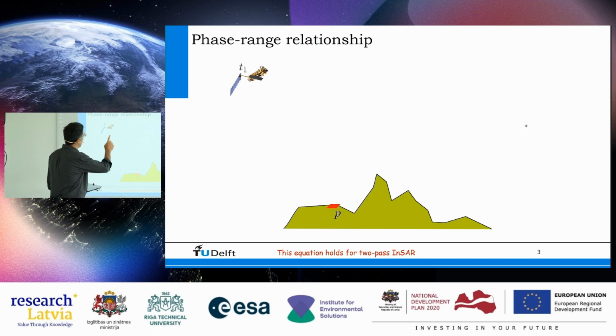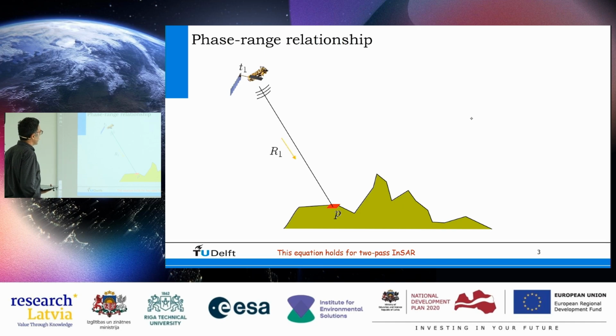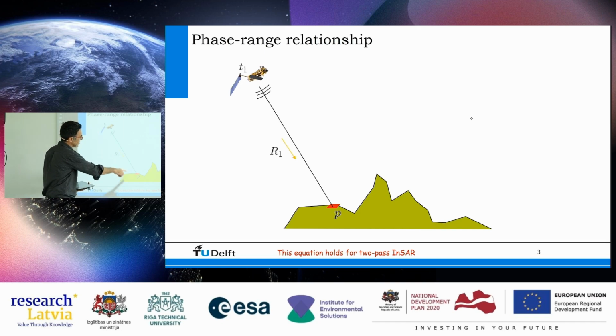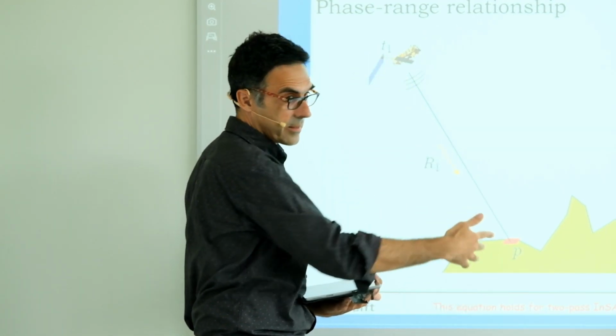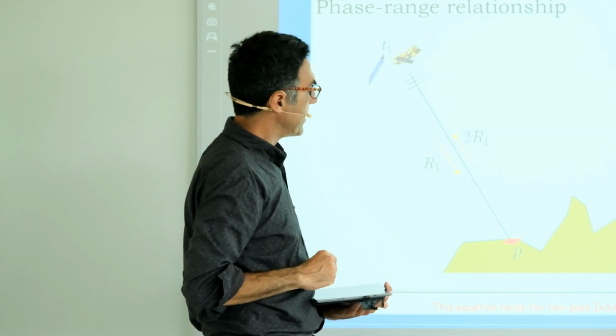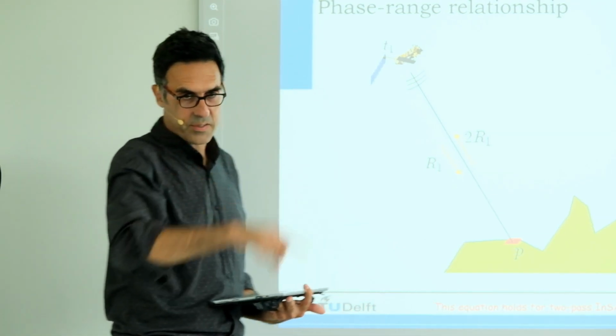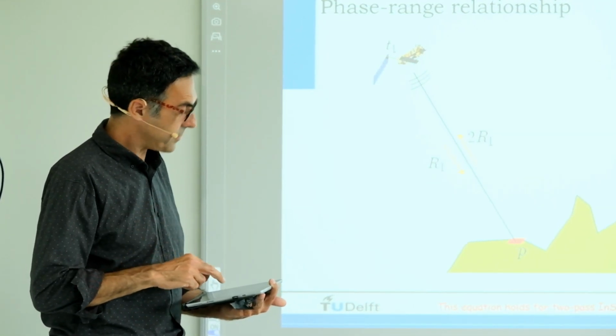So we have a satellite in the sky and a pixel on the ground, P, and we want to know, first of all, the height, the elevation of this pixel above some kind of reference height. Let's call it the ellipsoid. The distance between the satellite antenna and the pixel, I call that R, or R1. And that distance has to be traveled twice, right? One way to the pixel, and then the signal has to go back. So basically, I have 2 times R1 as the distance that the signal should travel.